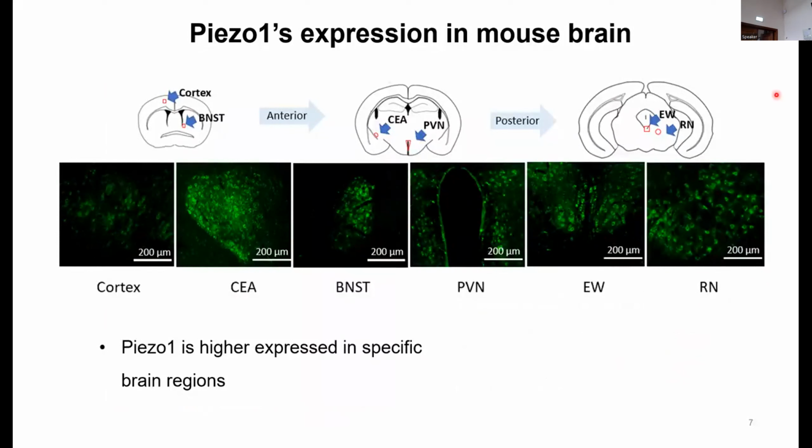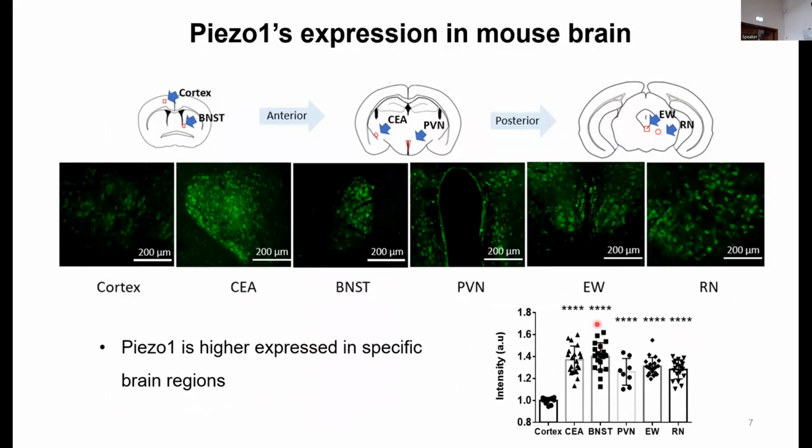What makes things more interesting is that while we do the staining in the brain slice, we find Piezo1 is more highly expressed in specific brain regions, including the CEA, BNST, PVN, EW, RN, etc. And we take the cortex and CEA for our further demonstrations here.